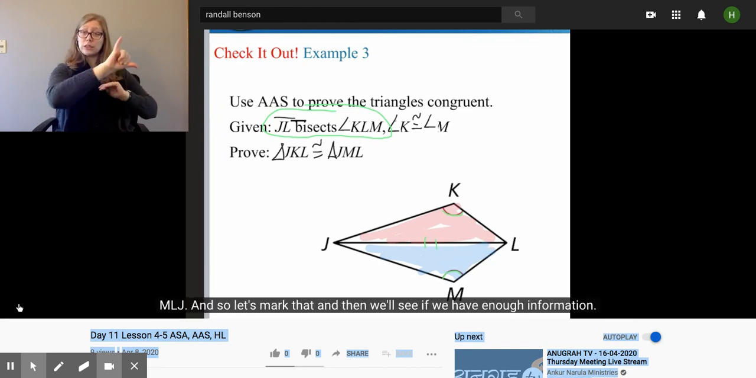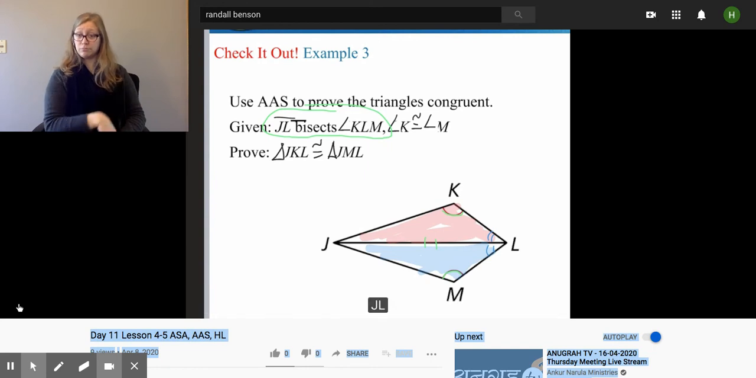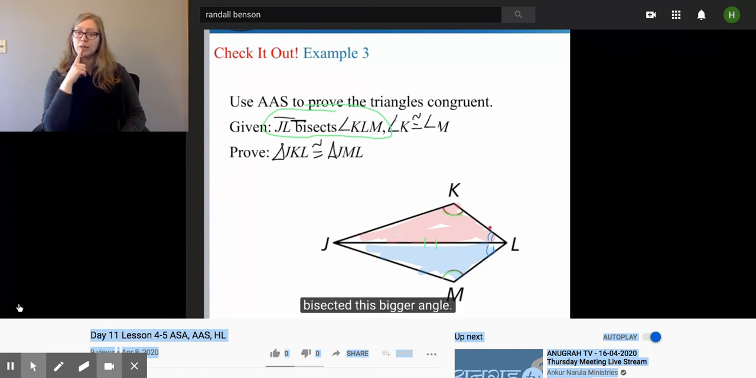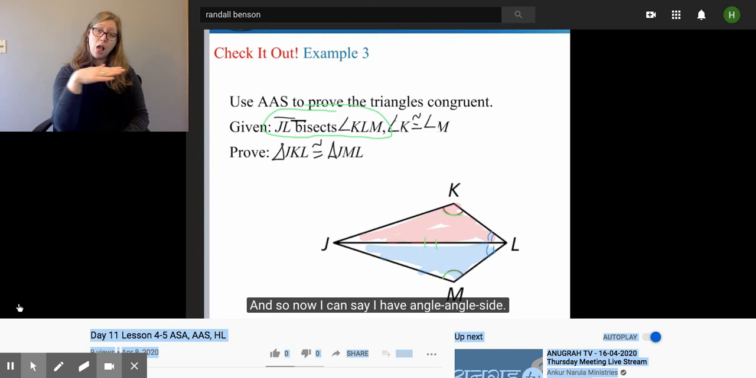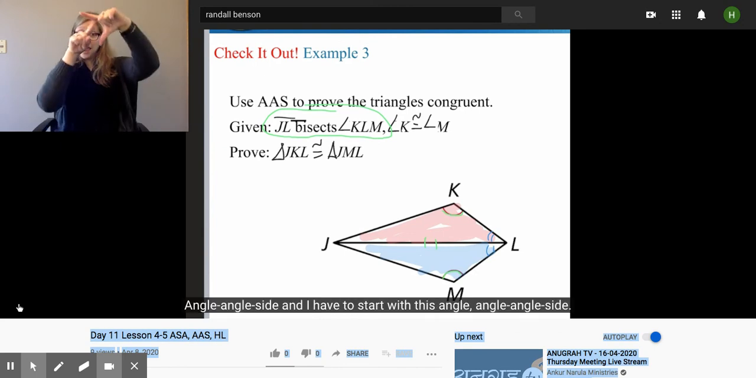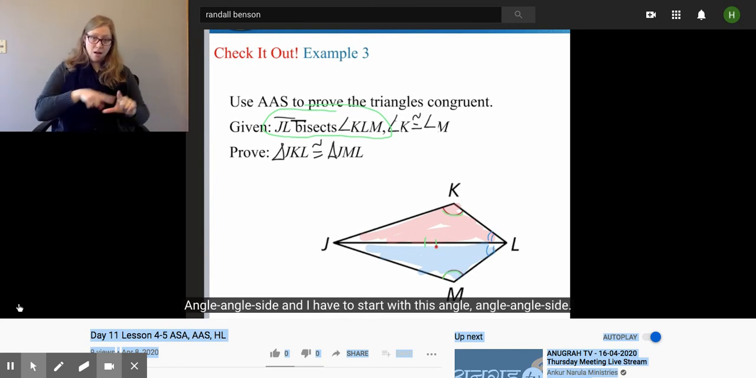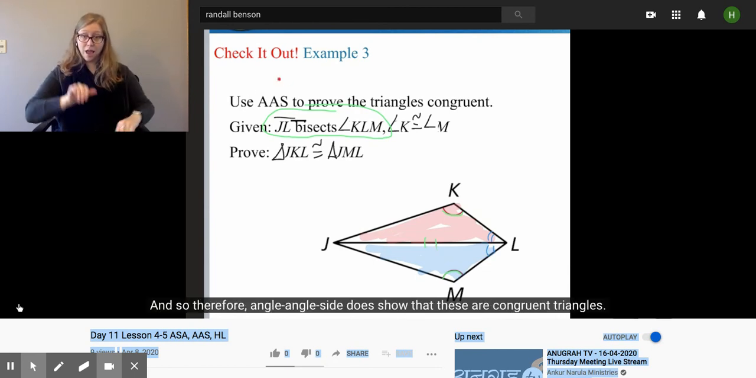And so let's mark that, and then we'll see if we have enough information. So this angle is going to be the same as that because segment JL bisected this bigger angle. And so now I can say I have angle, angle, side. And therefore angle, angle, side does show that these are congruent triangles.